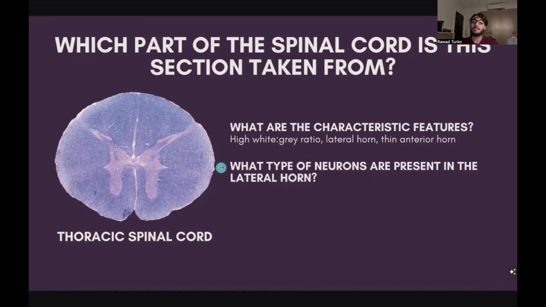What type of neurons are present in the lateral horn? Again, that's your preganglionic sympathetic neurons.